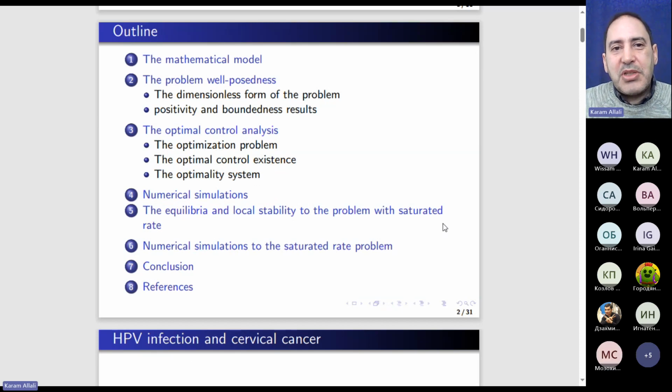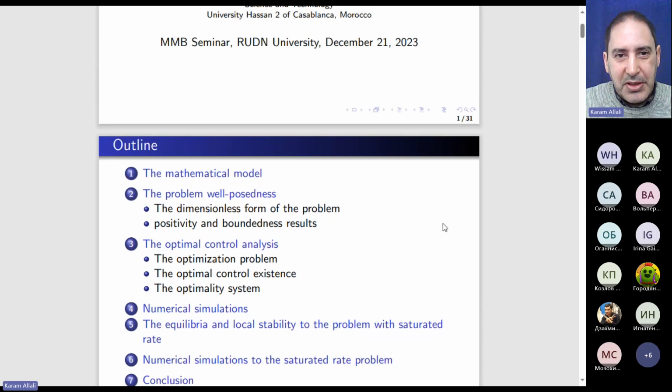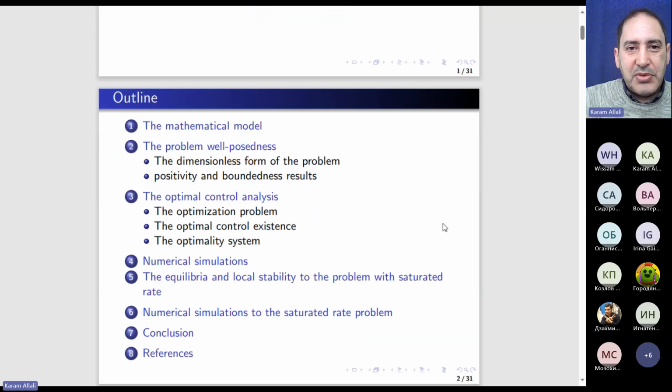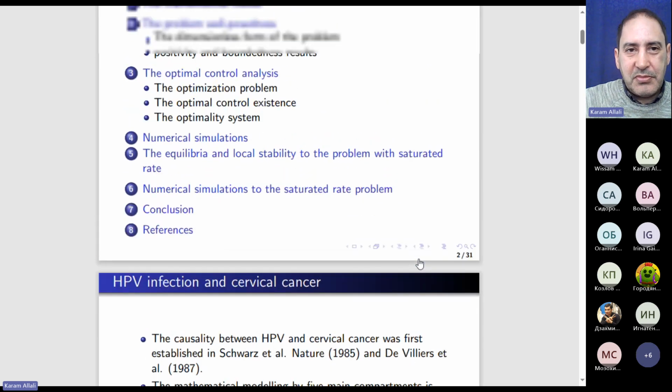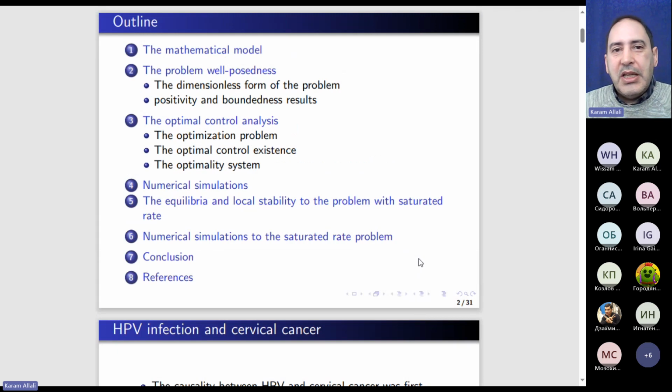I will start by giving the mathematical model of the problem, and next I will try to give the well-posedness of the problem. To do that, I will give the dimensionless form of the problem. Next, in order to show that the problem has well-posedness results, I will show some results of boundedness and positivity.